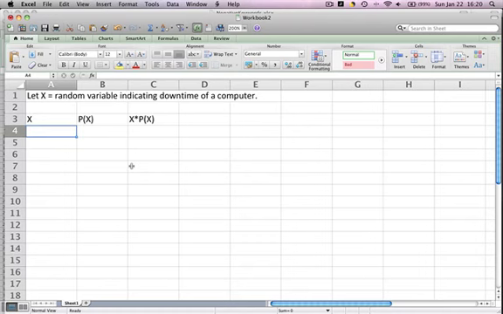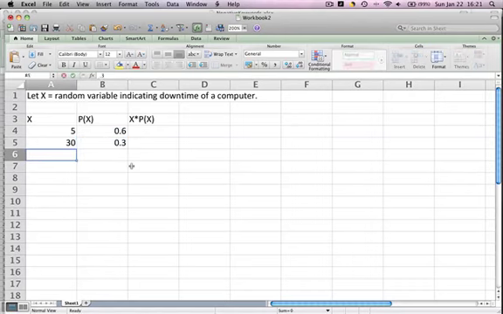One event could be that the problem is minor. In that case, it takes 5 minutes to fix, and those occur 60% of the time. Another possible event is that it is a substantial problem. Those take 30 minutes to fix, and they occur 30% of the time. The third possible outcome is that it is catastrophic, in which case it's going to take 2 hours or 120 minutes to fix. These occur with probability 0.1.